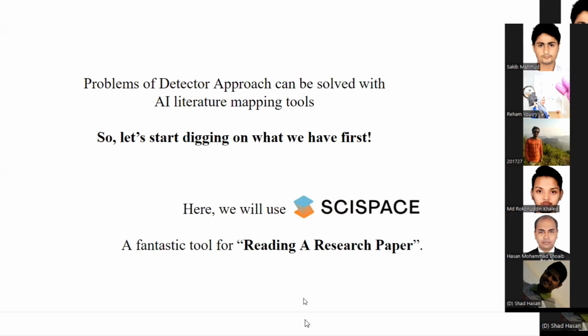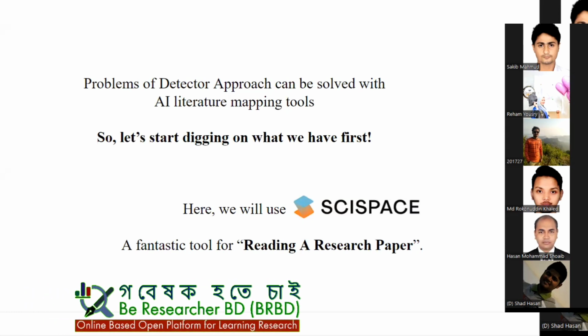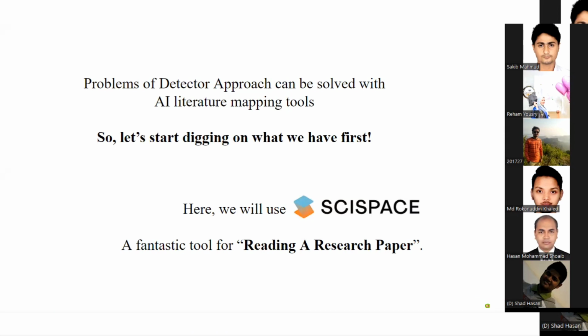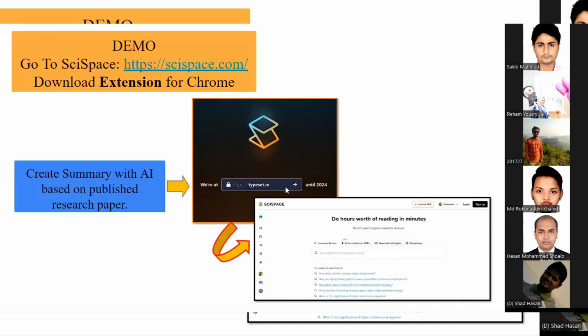You can use SciSpace to read a research paper. This is a very important tool for reading a research paper. It will help you a lot in finding the literature relevant to your research topic. So go to scispace.com. The first window opens like this. So this is SciSpace. You can select Typeset, and a new window will open.